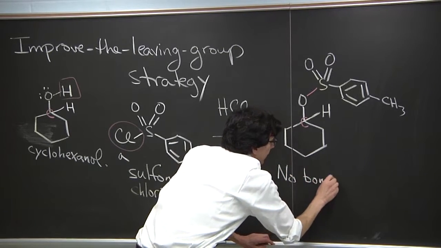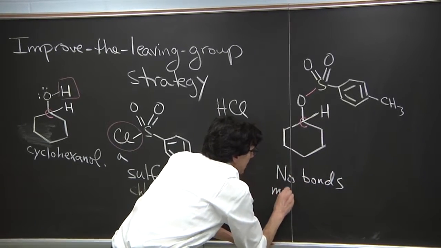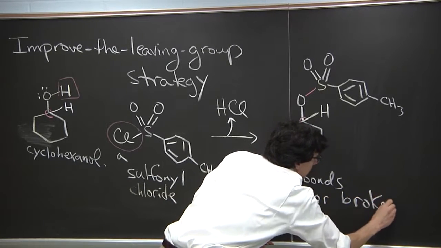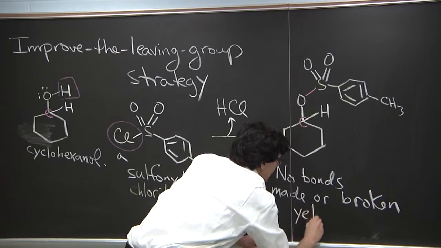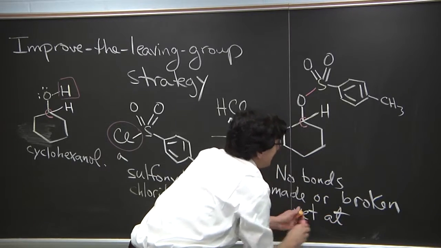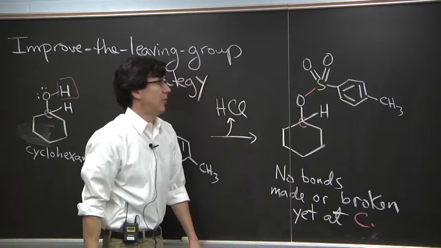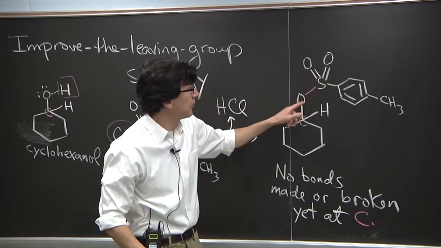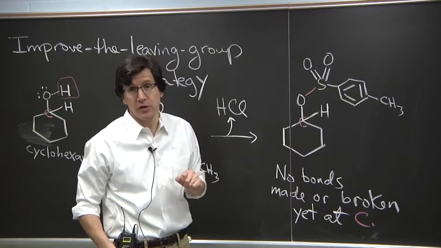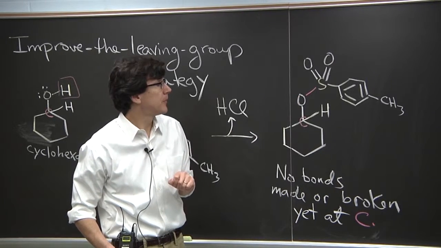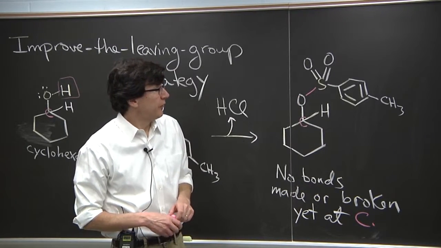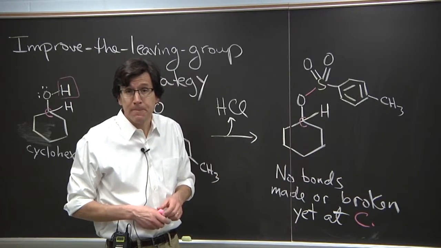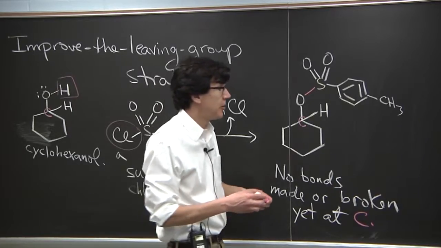No bonds made or broken yet at the pink carbon. All we've done is put this sulfonyl group on the oxygen of the original alcohol. Okay, so now can we do an SN2 reaction now? So let's pick one of our favorite nucleophiles.